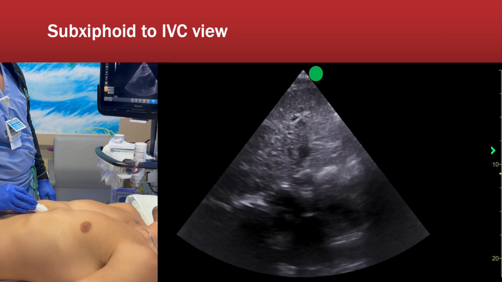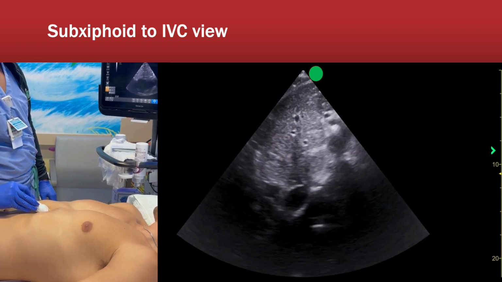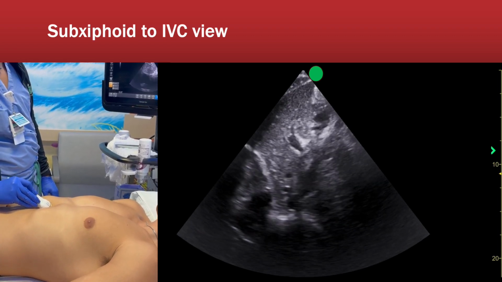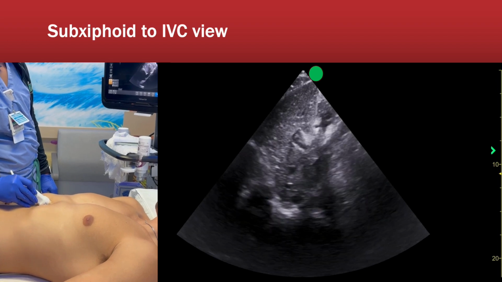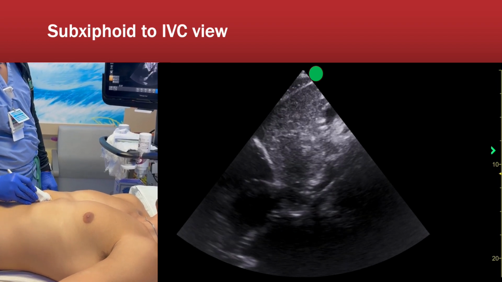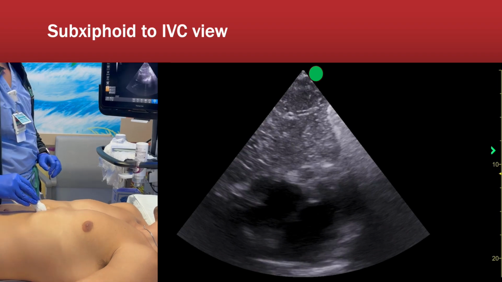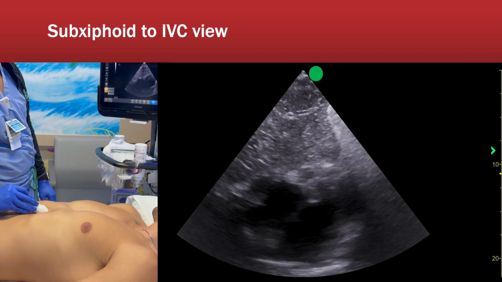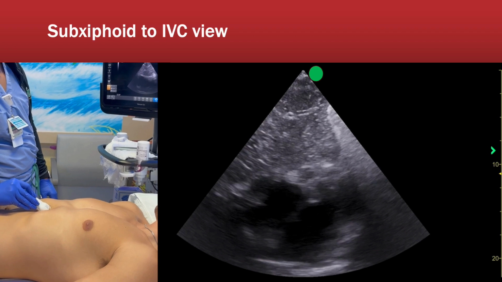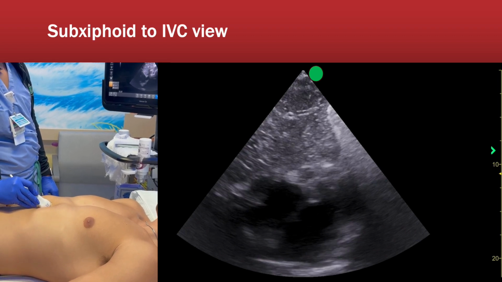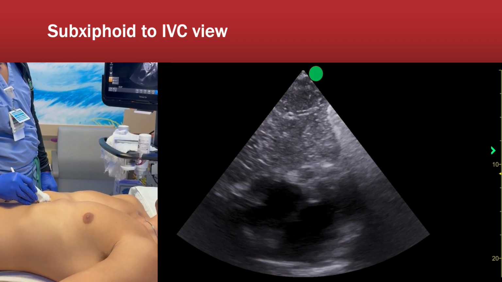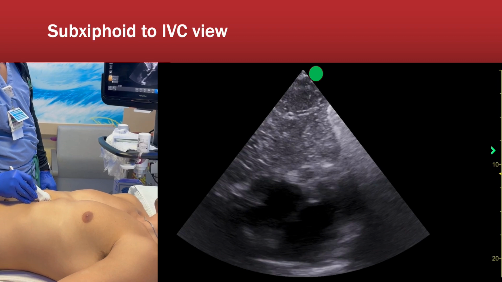So again, just showing you here that from the subxiphoid view, in which I had the probe marker pointing towards the left side of the patient, all I did was rotate 90 degrees in a clockwise fashion to bring that probe marker to the feet of the patient, as you can see right there. Now, I did a little bit of rocking as well, in which you could see myself dropping that hand down a little bit, so I can bring that right atrium into view a little more.